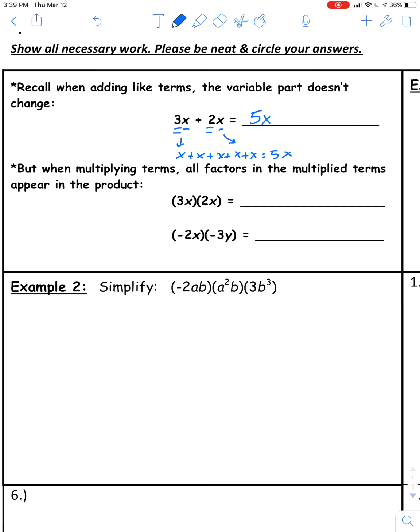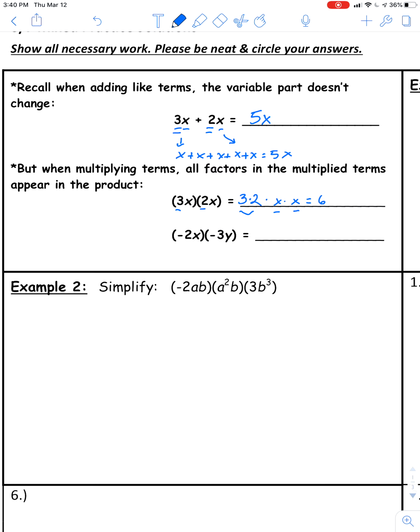But when we multiply, take a look at what we're going to do. I'm going to take the coefficients, and I'm going to sort them out here. Using our commutative property, I'm going to put my numbers together. I would take my numbers and multiply those, my coefficients, and then I would multiply my x's together as well. So I multiply the numbers 3 times 2, and I get 6.